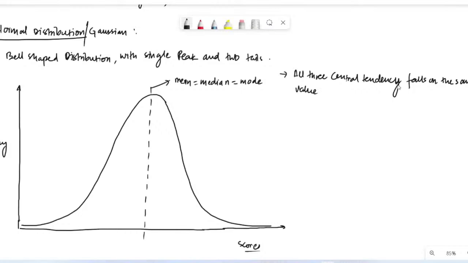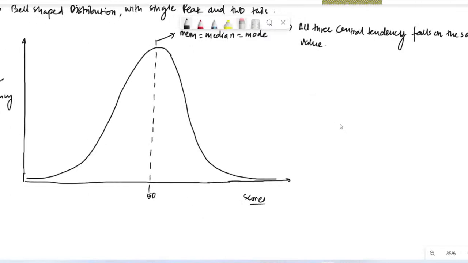Let us imagine this value is 50. We represent it by x and x bar. Let us imagine the score is x, and I'll say this is an x bar here. This is my hypothesis, that I am assuming my median value is 50. It could be 60, it could be 70, whatever the value is, that will be common. All three will fall on the same line. This is one part.